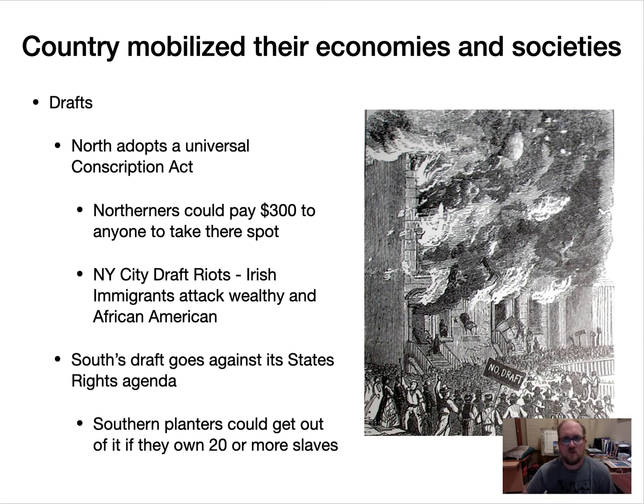Okay, so to mobilize the country to get into the war, the North did create a draft. Well, so did the South, but both sides did. The North adopts this Universal Conscription Act, and for the most part, it had some good results. But there were some problems with it. The big problem was that Northerners could pay $300 to get someone to take their spot. And this obviously affected poor people a lot more than rich people because poor people would not be able to afford this. Also, there was a huge amount of riots, with the biggest one being in New York City in 1862 because of this. You see Irish immigrants attack both the wealthy and African Americans.